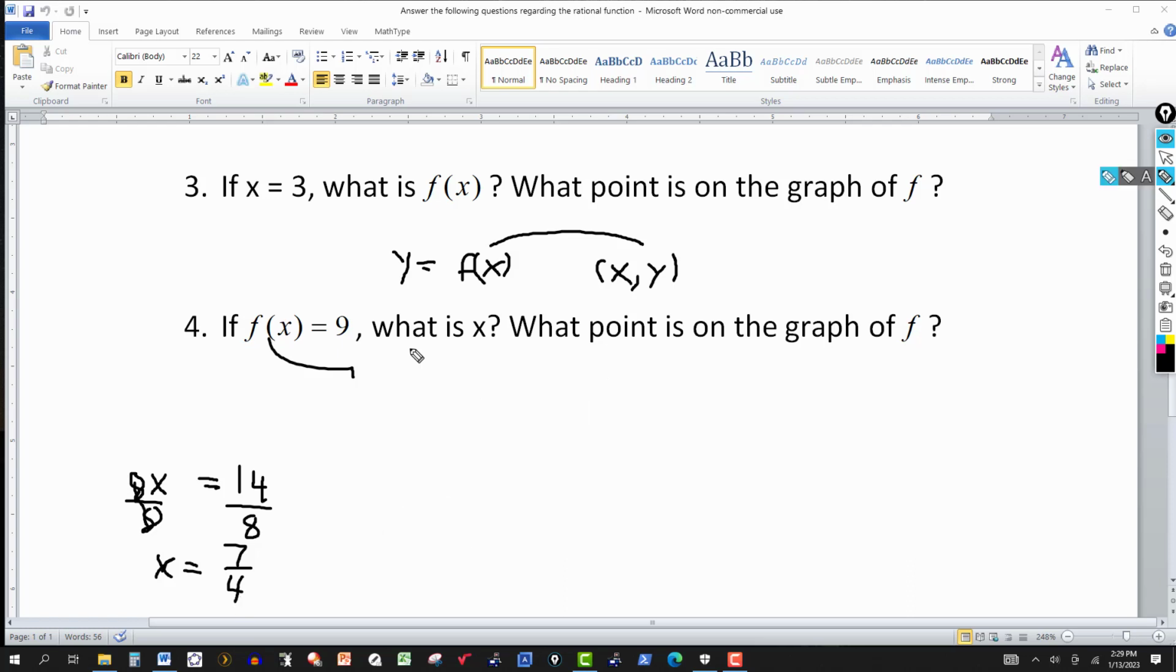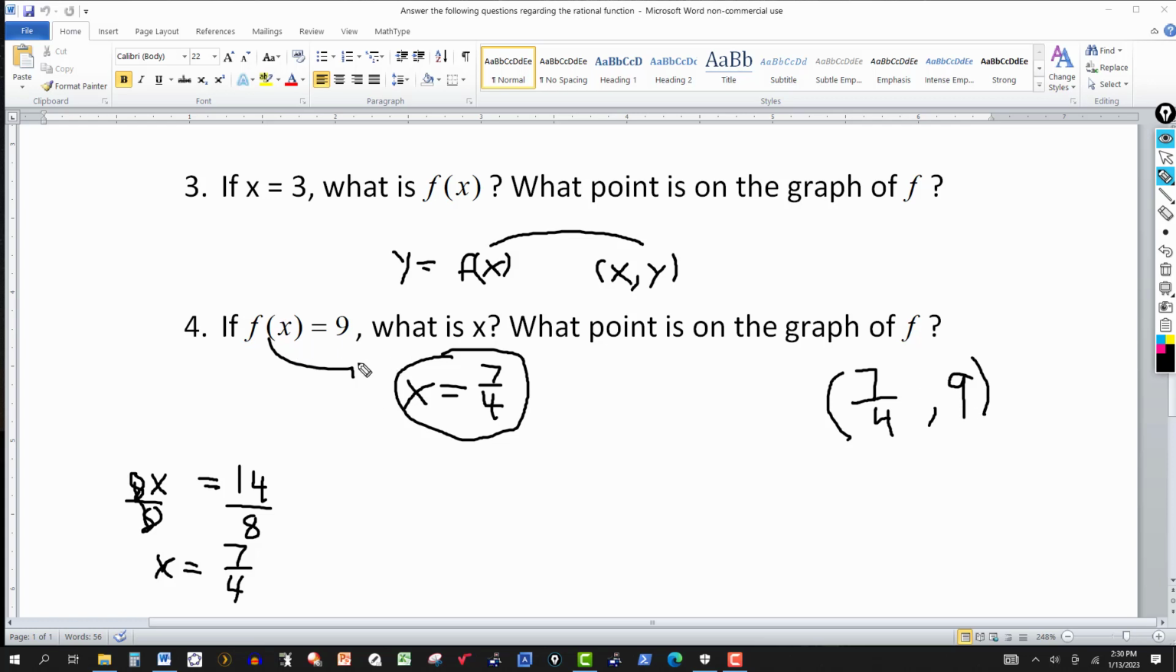For this first part, what is x if f of x is equal to 9? Well, x is equal to 7 over 4. So that's the answer to the first question. And then what point is on the graph? X equal to 7 over 4, that's your x. Remember, the f of x is your y, so this is 9 here. So those are the answers. For the first part, x equals 7 over 4. And the point that's on the graph of the function f is (7/4, 9).